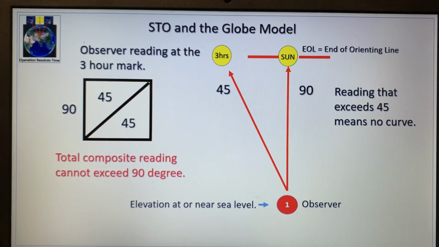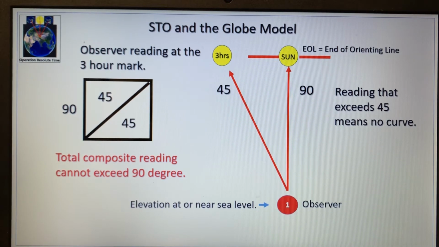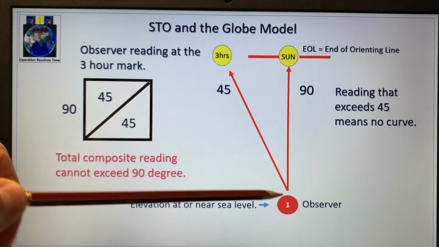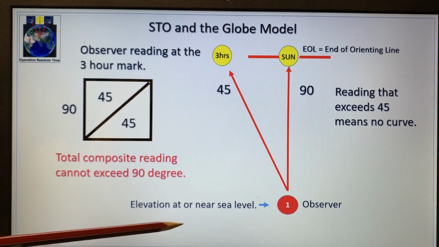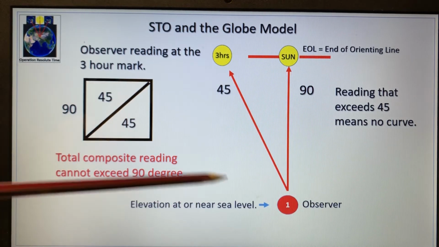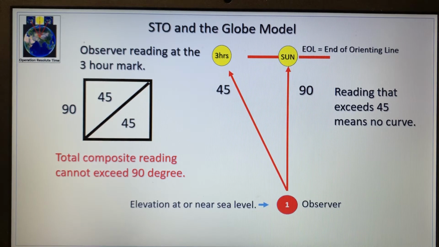Okay. If you believe you can see 93 million miles, and your ultimate reading is 45 degrees, or line of parallel directly into the sun. And again, our elevation right now is just under 6,000 feet, but ideally you want to do this at or near sea level, right about 1 meter. And again, any reading that exceeds 45 degrees means no curve.